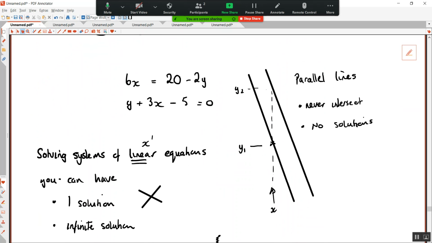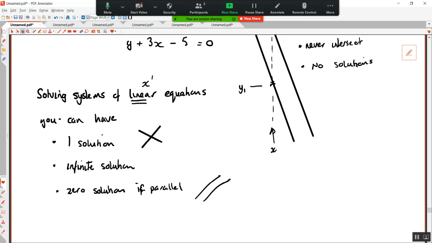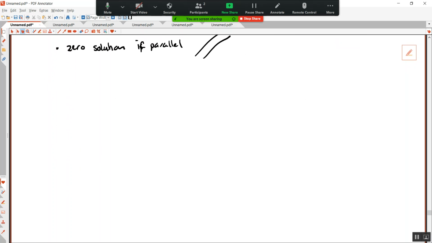Or if they're parallel, they have no solutions. So how would we know? Right, that's the next thing. That's the exercise that you're doing today. But basically, to sum everything up, we just talked about solving systems of linear equations. You could have one solution if they cross, infinite solutions if they're the same line, zero solutions if they're parallel. And now it's just about looking at how we can tell. Do you have any questions about that? No? Okay.